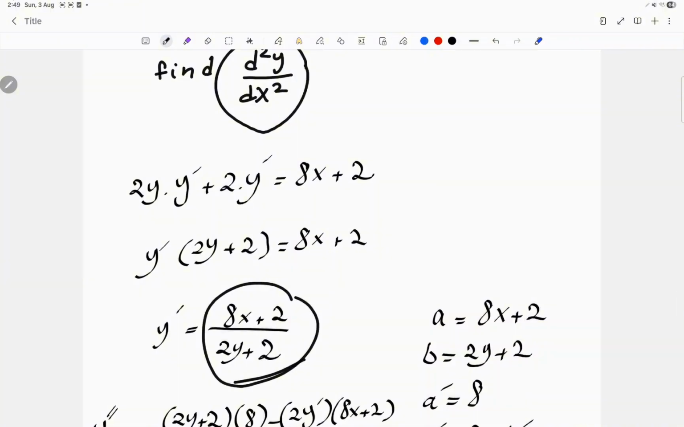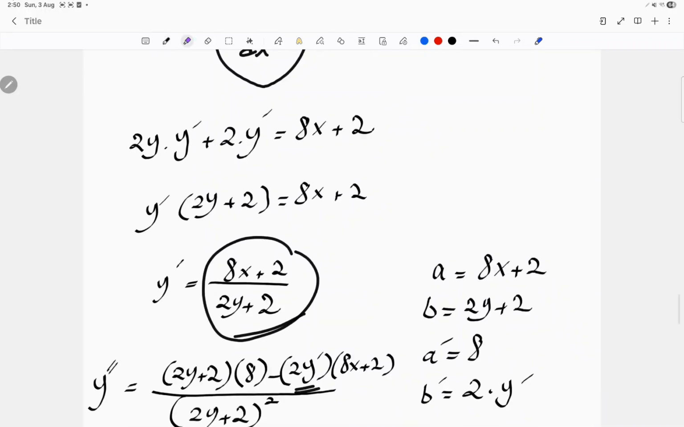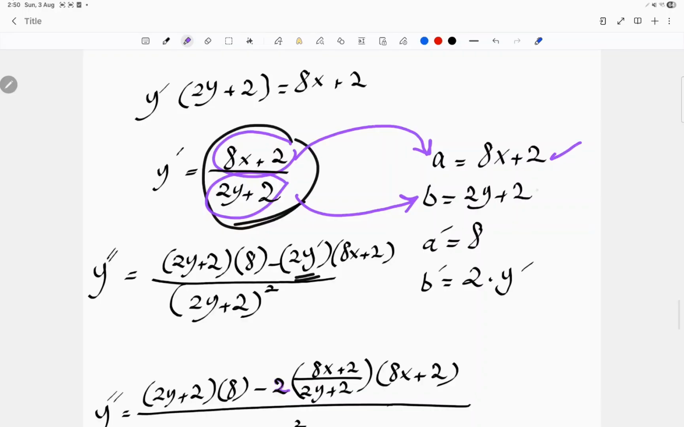So far, so good. Y prime is easy to find. Do you agree? Everyone agrees. But after that, it becomes somewhat difficult. Because now this is going to be the A part. That's going to be the B part. So A prime is equal to 8. B prime is equal to 2y prime. Agreed so far?